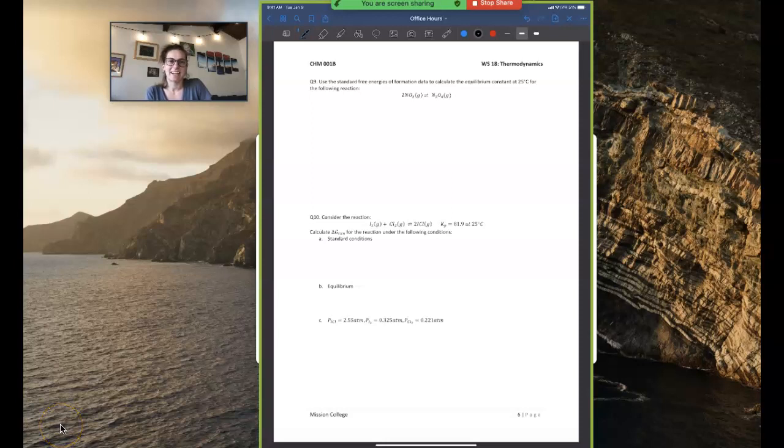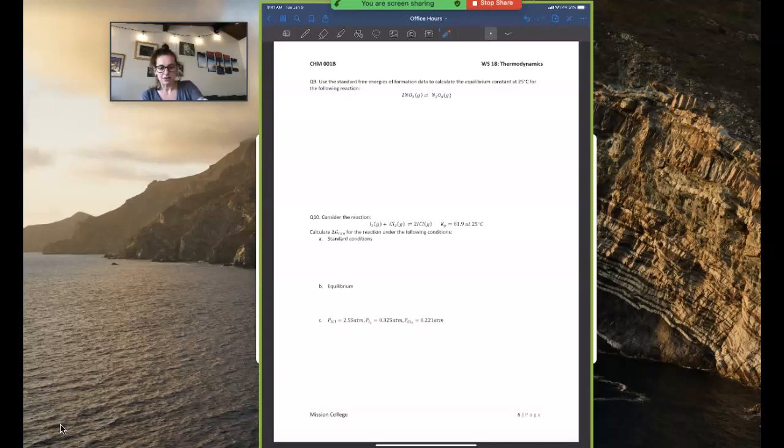Hi everybody. I had a couple of students ask me about work session 18, question 10. So we're going to consider the reaction of iodine reacting with chlorine to make iodine chloride, and we're provided the equilibrium constant 81.9 at 25 degrees Celsius. And we are asked to calculate delta G of the reaction for the following conditions. So we'll calculate it for standard conditions, we'll determine it for equilibrium, and we'll determine it under these non-standard conditions.